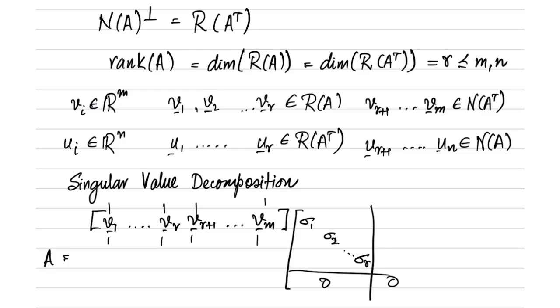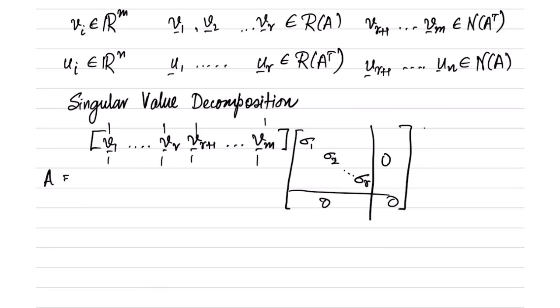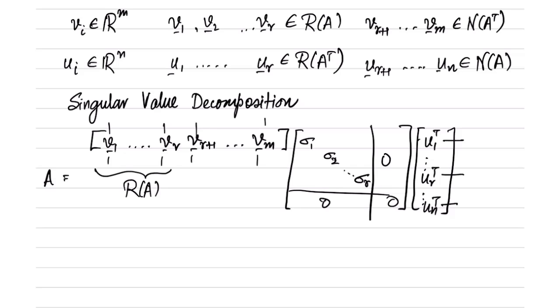So it has only the first r diagonals which are non-zero, times u1 transpose till ur transpose all the way to un transpose. So these are all rows. Just to recall, this is R of A, this is the basis vectors for the null space of A transpose, this is the basis vectors for R of A transpose, and these are the basis vectors for null of A.